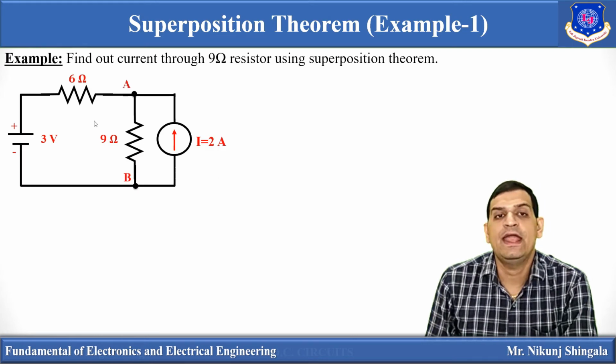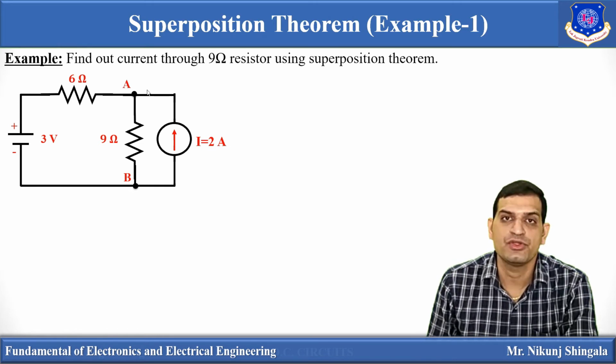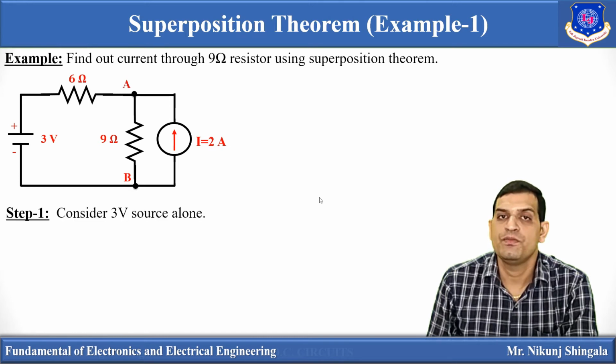So here one network is there which consists of two sources. One is a voltage source and the other one is a current source. In this network, we have been asked to determine the current flowing through the 9 ohm resistance using superposition theorem. So first we have to consider one source. According to the superposition theorem, consider only one source at a time.